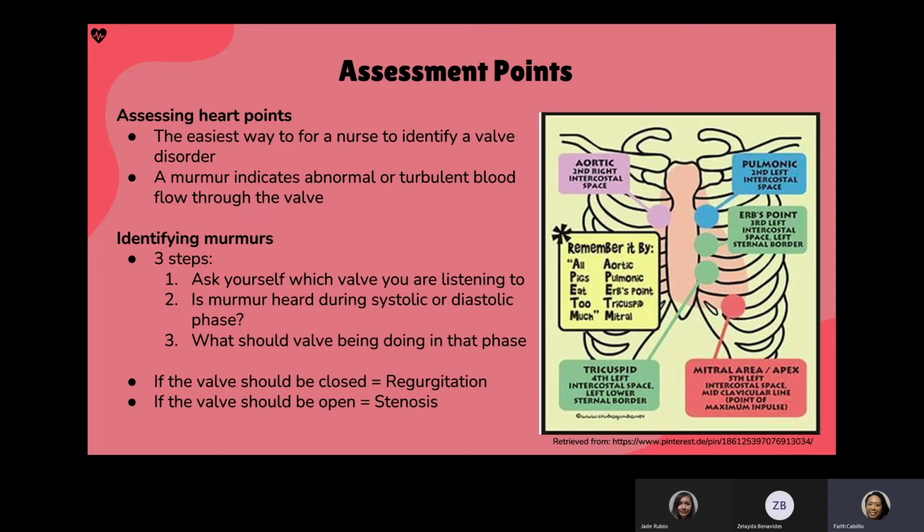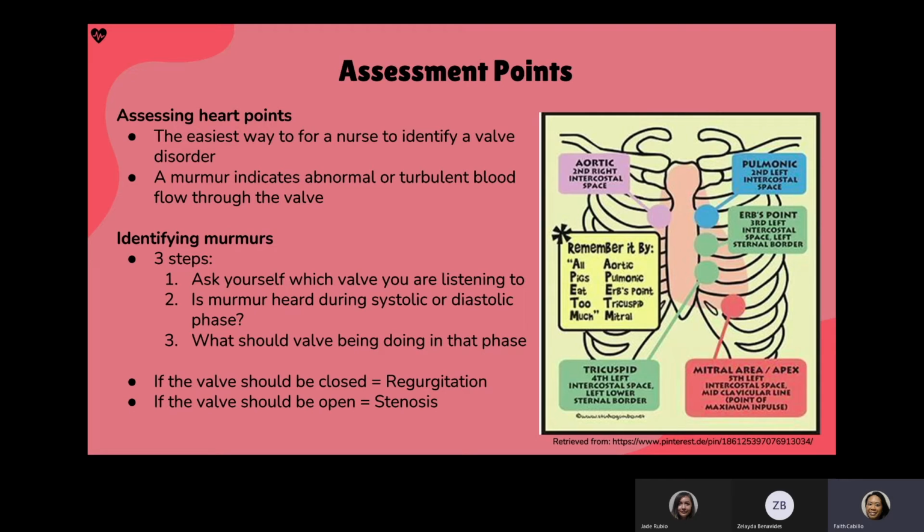Hearing the heart with a stethoscope is probably the most important assessment, and it is the easiest way for a nurse to identify a valve disorder. There is a technique which will allow you to identify which kind of murmur your patient has. First, ask yourself, which valve are you listening to? Remember that placing your stethoscope in different areas of the chest will allow you to hear the different heart valves. And here's a picture explaining where to find those different points.